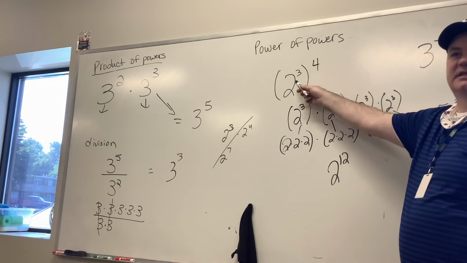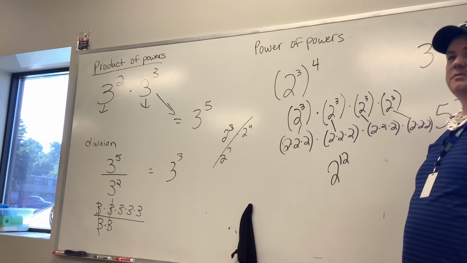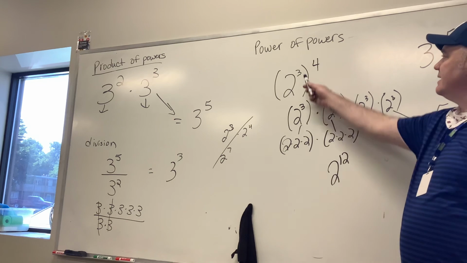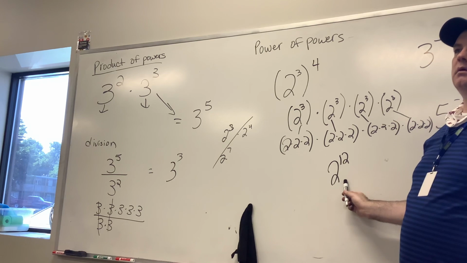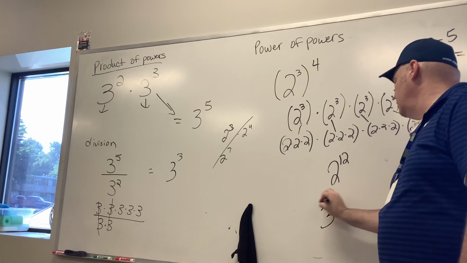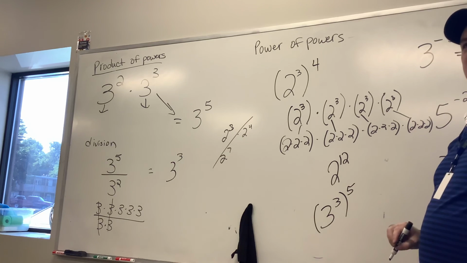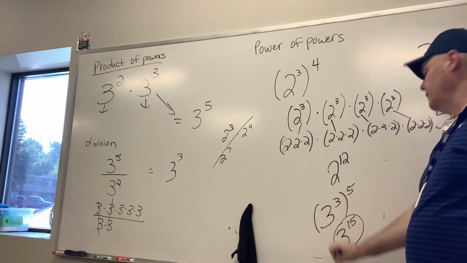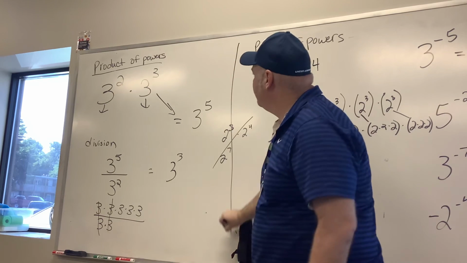What would have been a shortcut to get 2 to the 12? Not add the exponents, that's 7. What gives you 12 out of that? Multiply the exponents. Do you see that? I didn't add 3 and 4, I multiplied 3 and 4. So if I have 3 cubed, you multiply the exponent. 3 cubed to the 5th power, that would give me 3 to the 15th power. Okay?